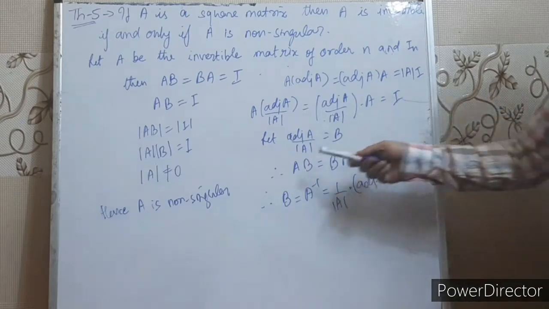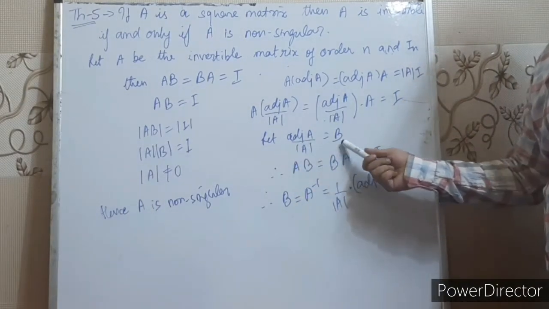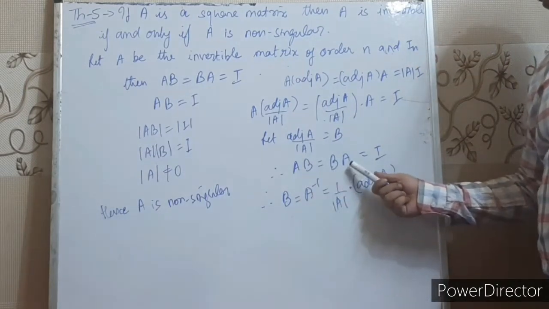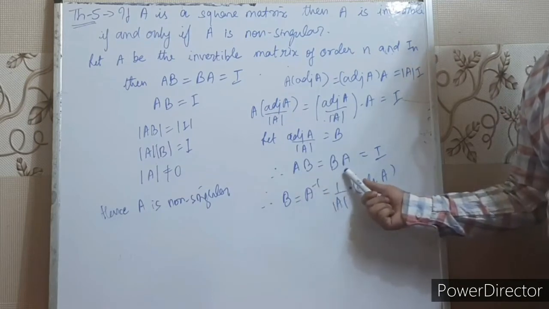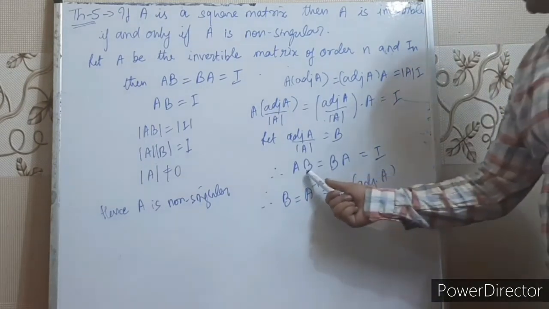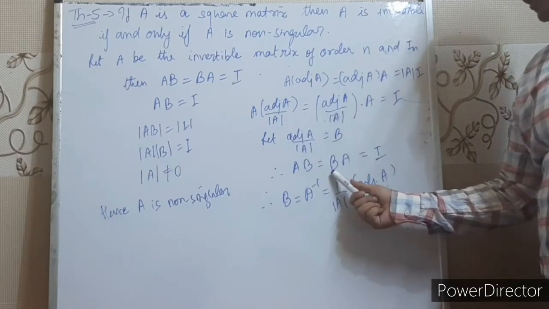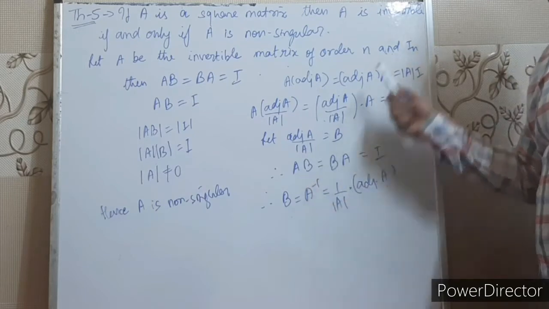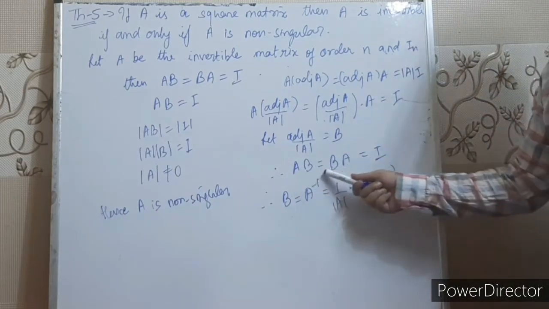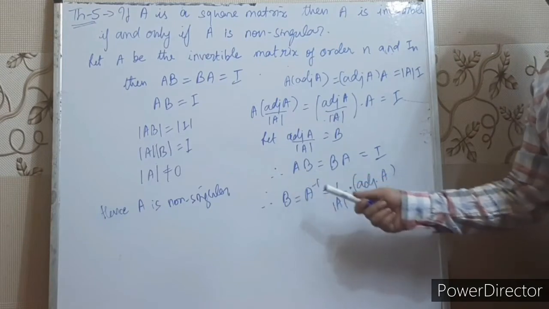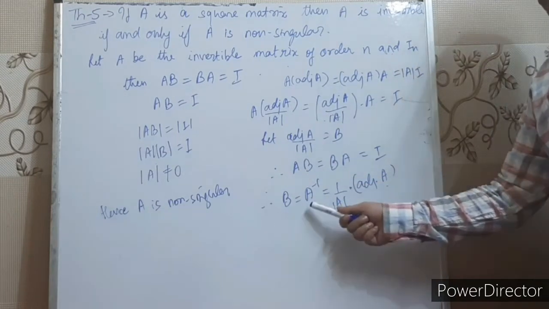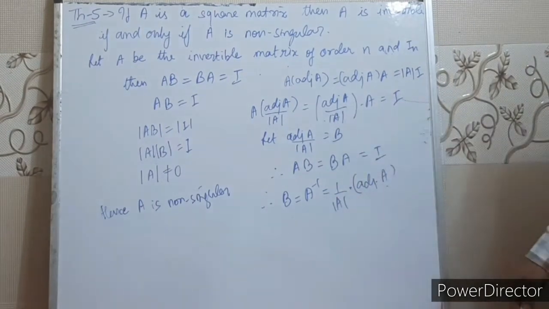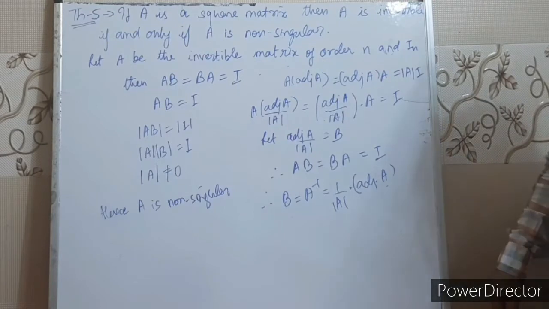Right, children? And if we assume that adjoint A upon determinant of A has value B, some matrix B, then what is written here? AB equals BA equals I. This is only possible when B is the inverse of A. Right, children? We have discussed in the definition of an invertible matrix that this condition is only possible when B is the inverse of A. So the value of B will be A inverse, and the formula for calculating A inverse is adjoint of A upon determinant of A. Right, children? Please note down.